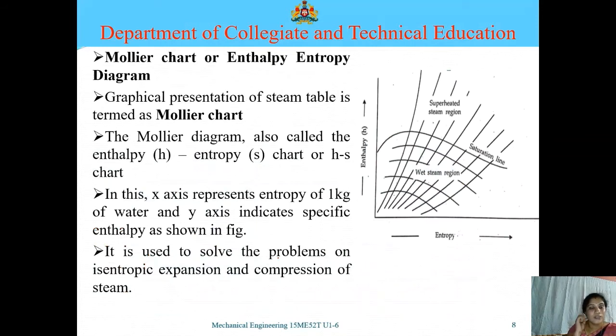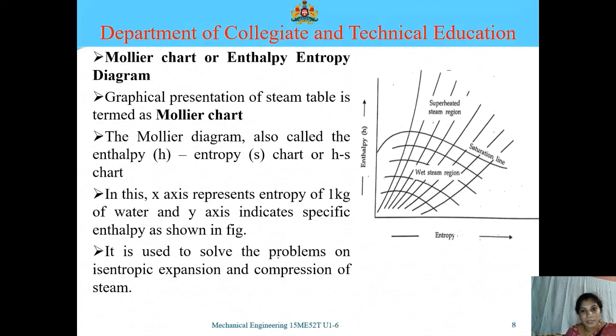Okay. So now let us move on to the next topic, that is a Mollier chart, or it is also called as enthalpy entropy diagram. So what is that Mollier chart? It is also called as enthalpy entropy diagram. The Mollier chart is defined as the graphical representation of steam table.